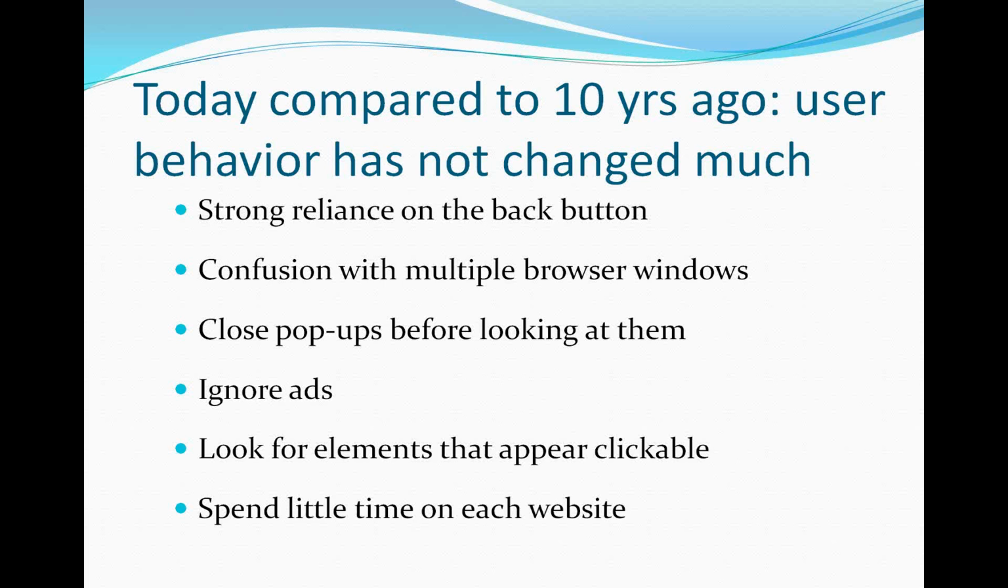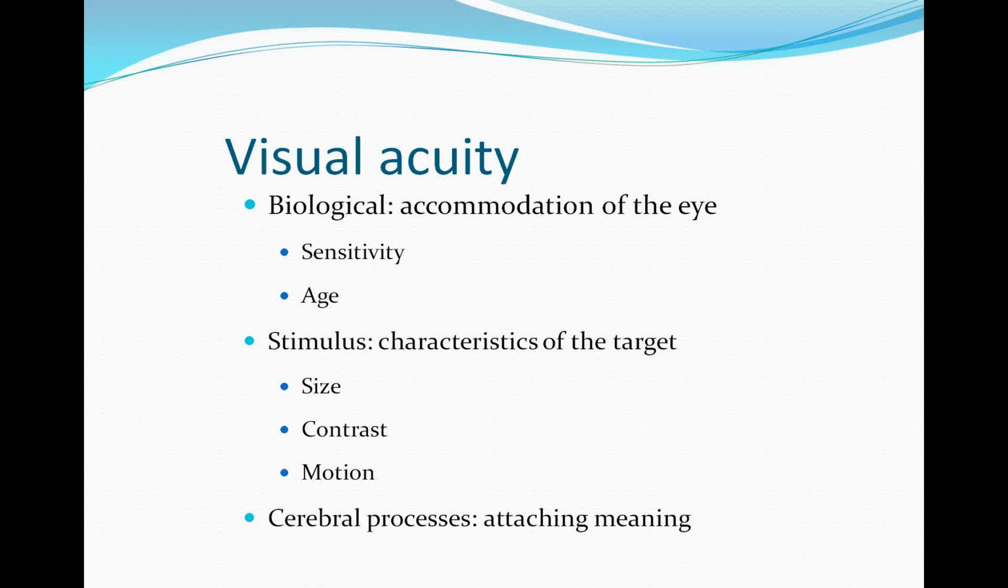With visual acuity, you're also looking at the stimulus, so characteristics of the target. What's the size of the font? What's the contrast that you're using? Is there any motion involved? And cerebral processes as well, attaching a meaning to what they're visually looking at.